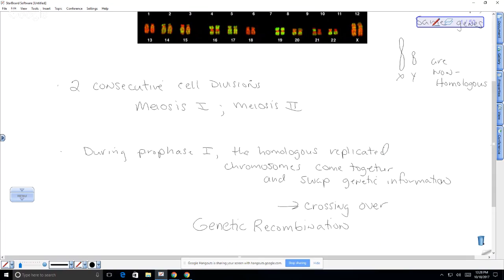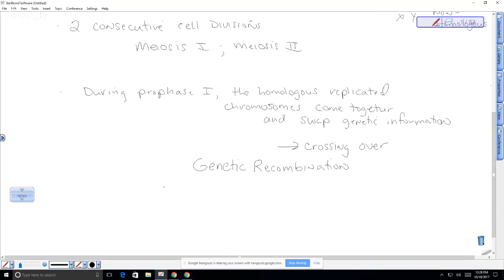But there are some problems with that, right? So we could talk about the costs versus the benefits. The costs are that genetic mistakes can be made here. You could get crossing over in the middle of a gene or in the middle of a piece of DNA, and then that gene would be mutated. And we're going to talk about mutations a lot. So that could be a mutated gene.